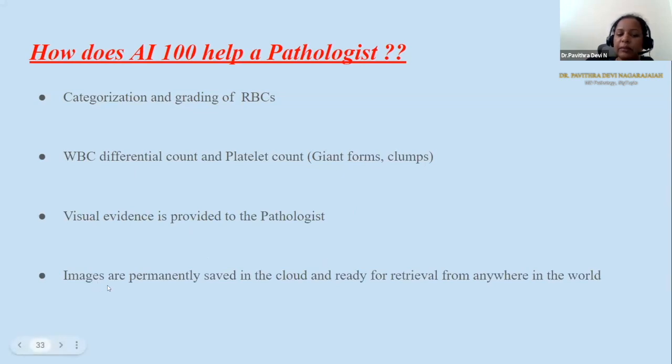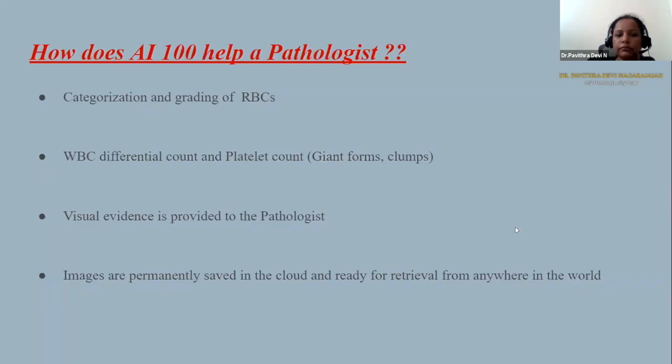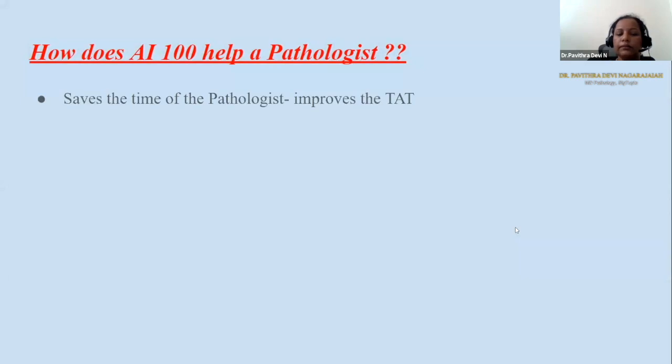And the images are permanently saved on the cloud platform. So you can retrieve the images whenever and wherever you are. And it's helpful in your publications or in seeking second opinions. And definitely it saves the time of the pathologist, and it improves the TAT in the lab, and the pathologist can give her or his time to more important things.